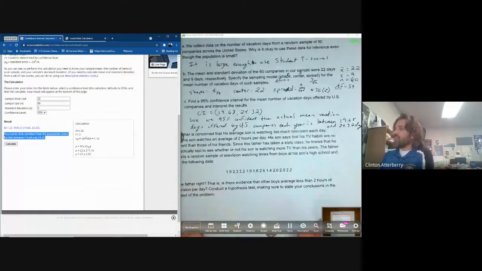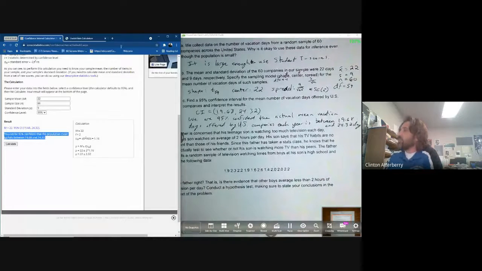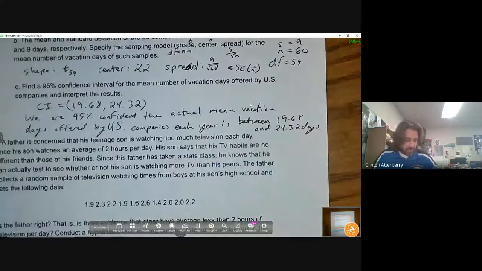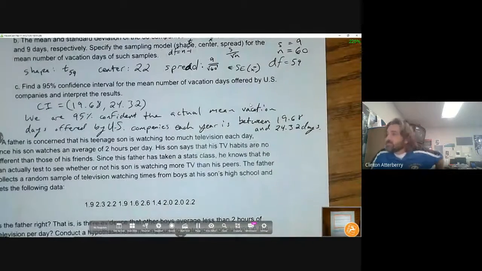Okay, so we are 95% confident that the actual mean vacation days offered by US companies each year is between 19.68 and 24.32 days. There's a few different ways you could say that, but that's pretty much the gist of how it should be phrased. When it says interpret, it means take those numbers and make some meaning of it, like put it into context.